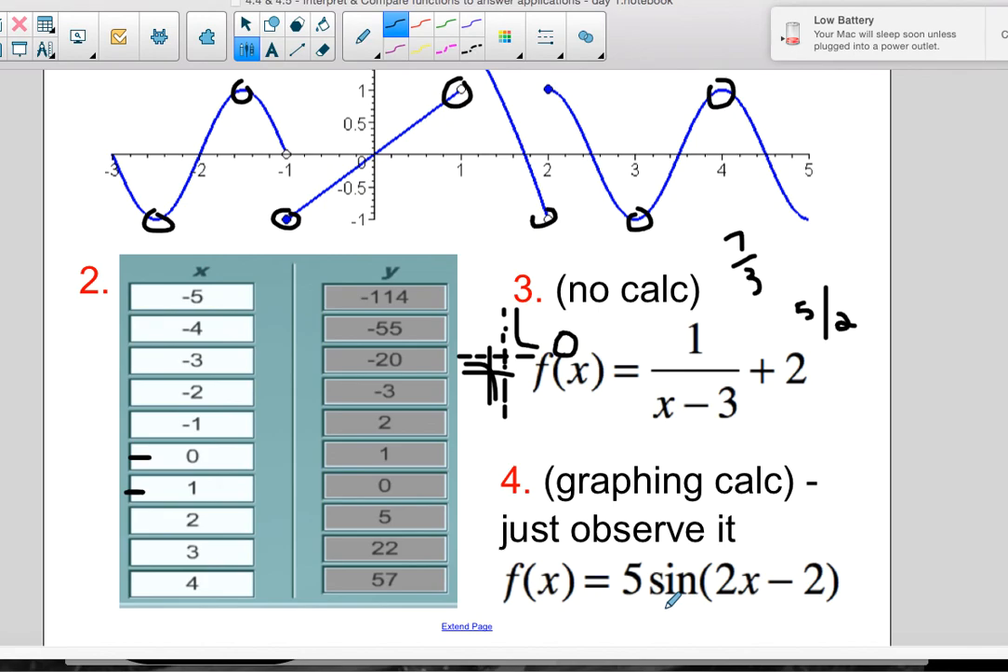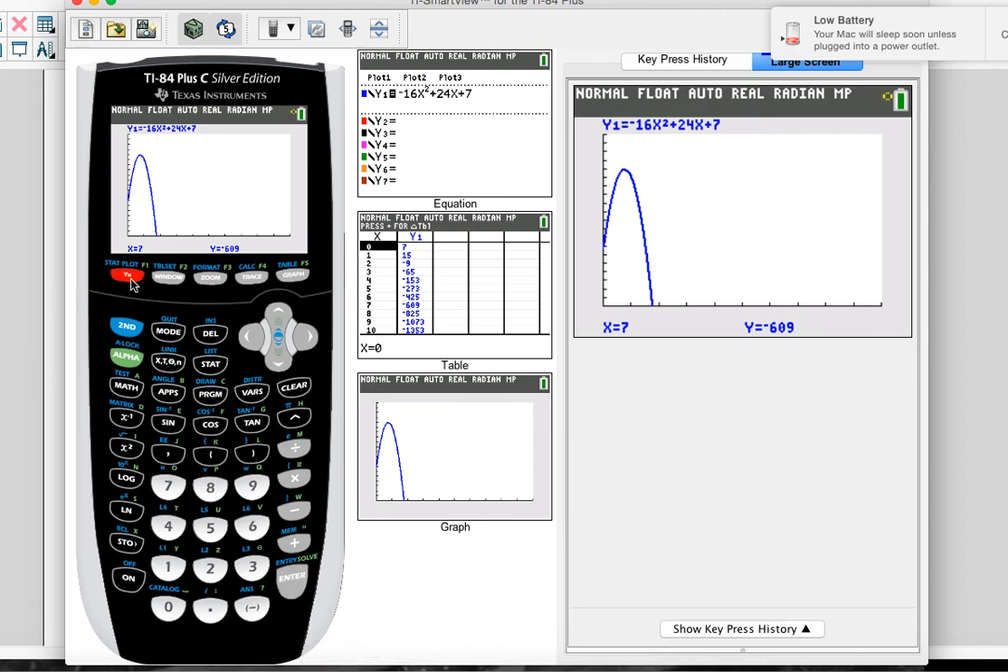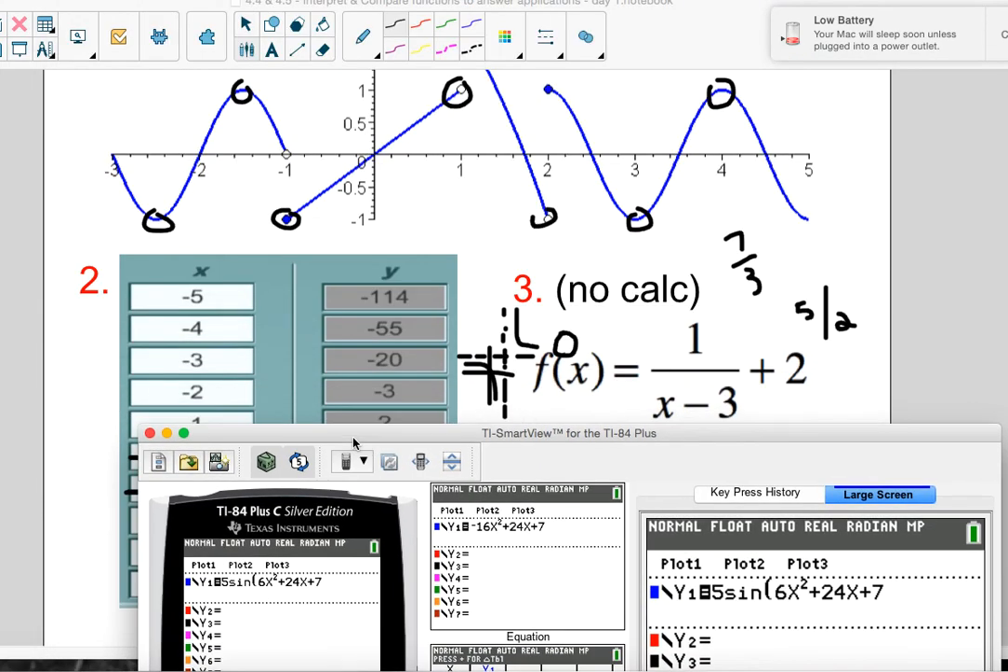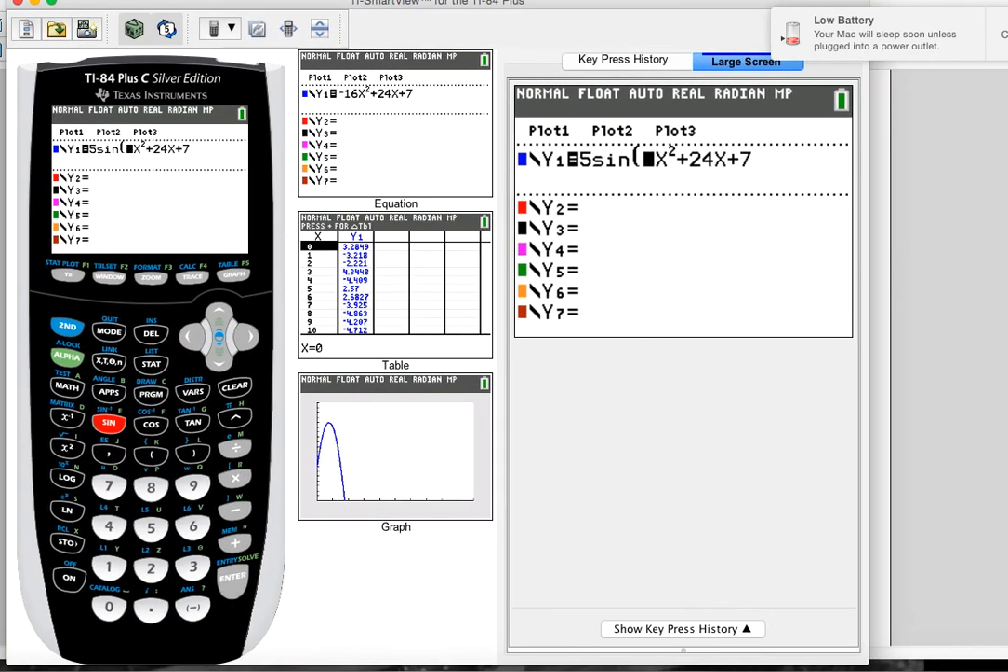And then this one, when you graph it, we have 5 sine x of 2x minus 2, right? If you did graph it, 5 sine x, and then what we have, 2x minus 2. And then we complete everything else. Probably also want to be in radian mode here in case you weren't.